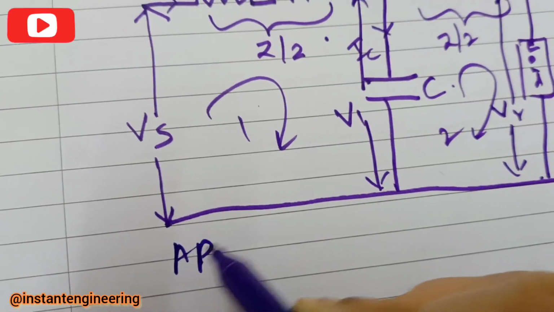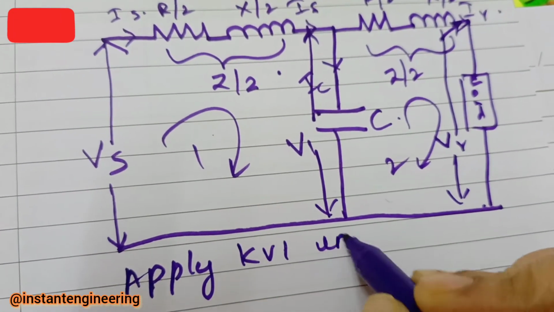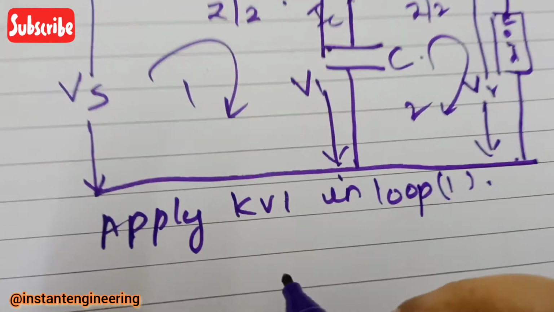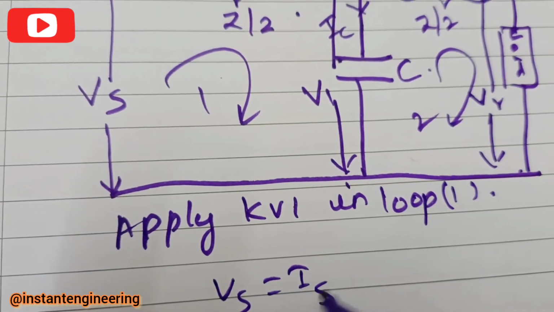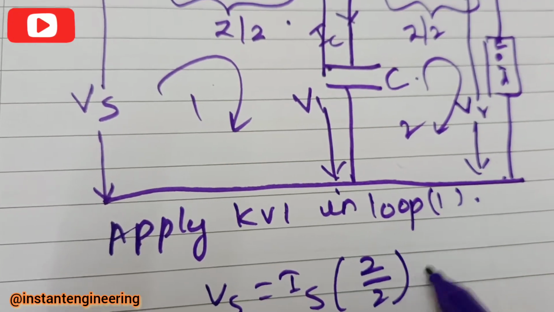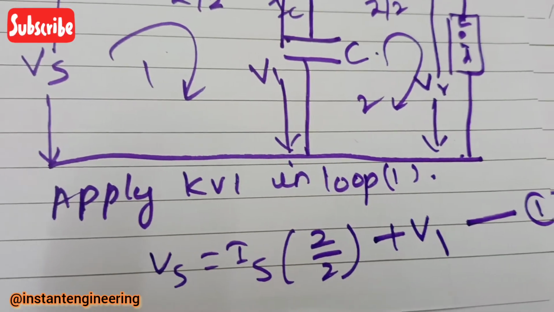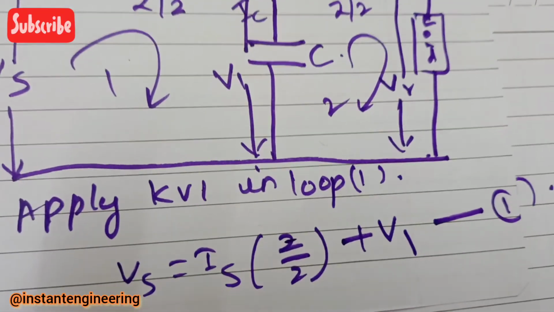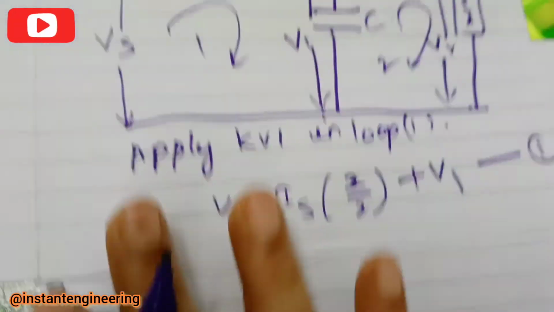So apply KVL in loop 1. Alright, so you will get VS is equal to IS Z by 2 plus V1. Consider this as equation 1. This is Z by 2 plus V1. Alright, so this is equation 1. I'll just continue over here.